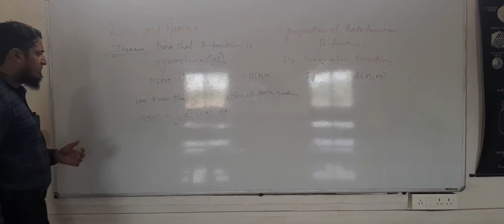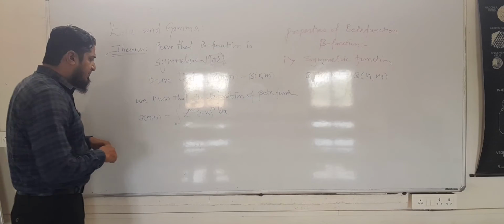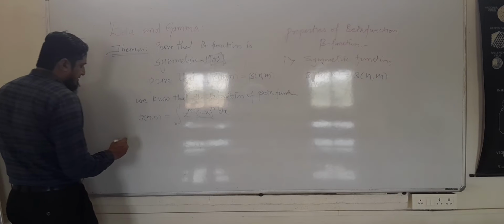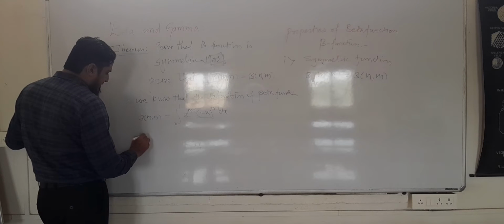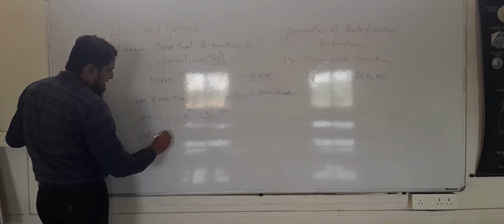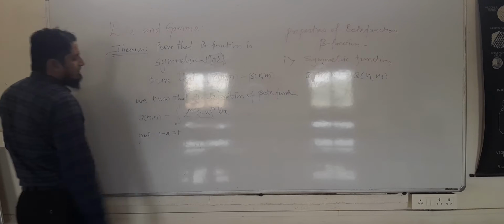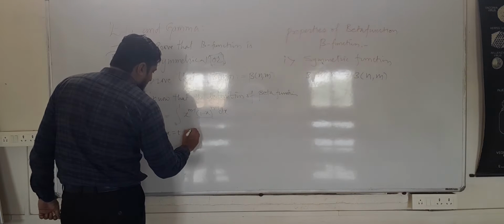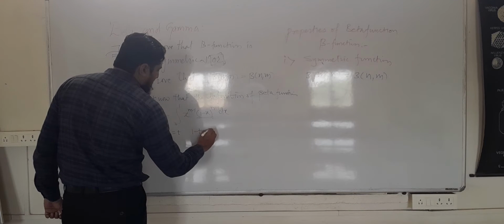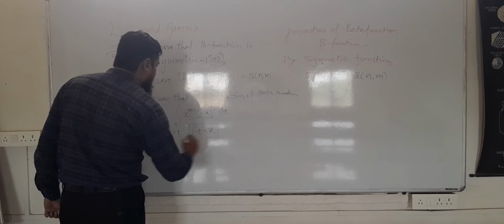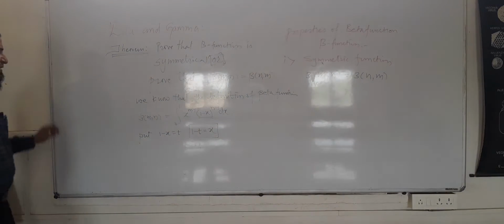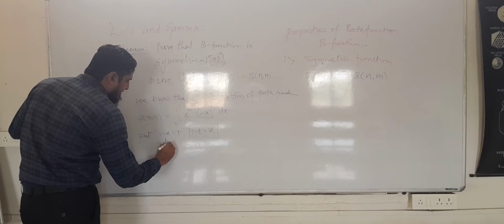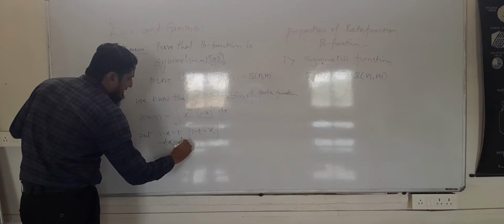So to prove this theorem, we put 1 minus x is equal to t. Then we will get 1 minus t is equal to x, correct? And if we find the derivative, then we get minus dx is equal to dt.